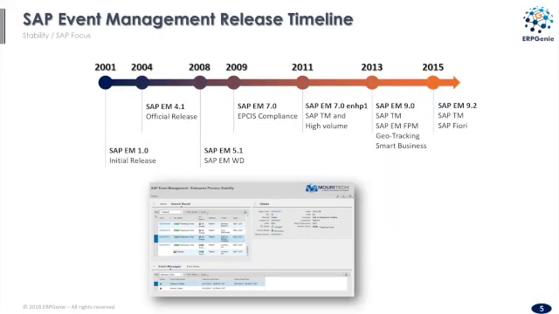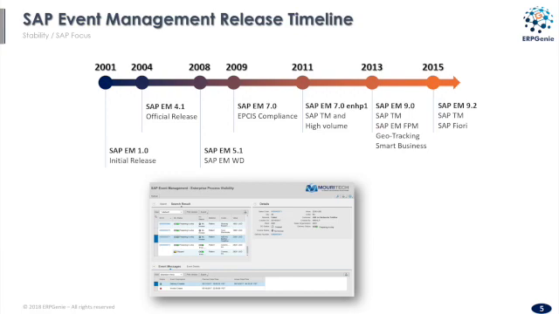In 2008, we had quite a big upgrade to the new WebDynpro version of it. The older web communication layer in 4.1 was sort of a Java application, didn't look too good, wasn't too flexible. But in 2008, they came out with a much more robust web UI to access the event management data.